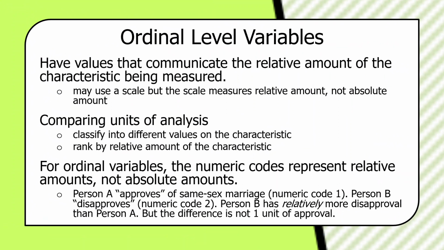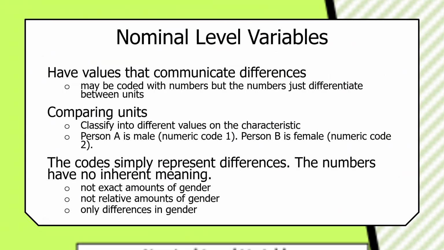Okay, now with nominals, the values have meaning, but only in that they communicate differences between units of analysis. They may be coded with numbers. In fact, they almost always are coded with numbers, but the numbers just differentiate between units. When you compare two units that have different values, you can classify into different values of the characteristic, and that's all you can do with nominal level variables.